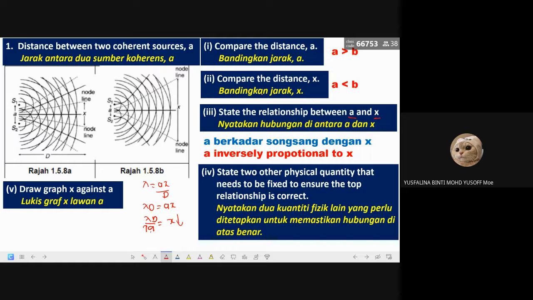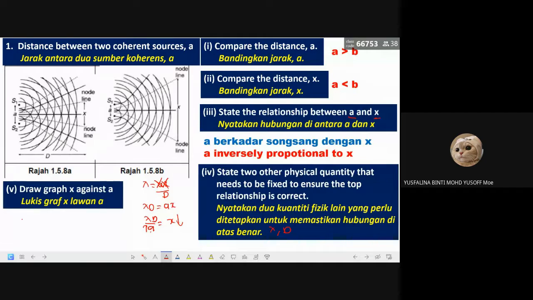The next question says, state two other physical quantities that need to be fixed to ensure the relationship is correct. For this question, you have to refer back to the formula. This one, they use a and x, so you cannot use a and x. You will be left with the lambda, the wavelength, and also the distance between the source and where you measure your x. So the two other physical quantities are lambda and also d.